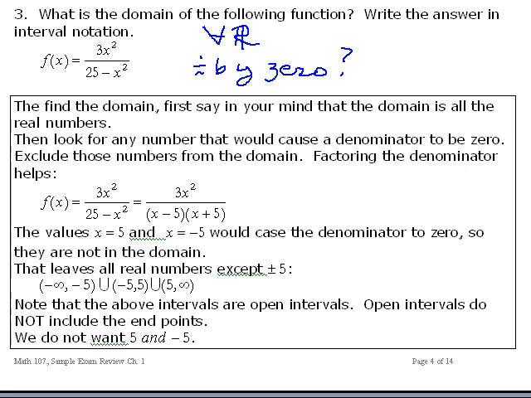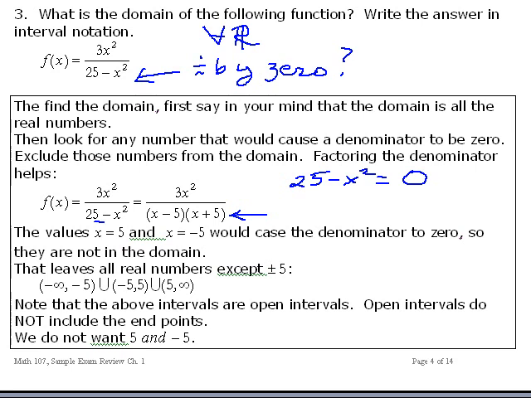The only thing we have to worry about here is the potential dividing by 0, and that would occur if this denominator goes to 0. So we have to find the values of x that would make this denominator 0. The way to do that is to factor. All right? Basically what we're saying is we want 25 minus x squared to equal 0. Well, I kind of factored it backwards here, but I think you can figure that out. How do you factor this?